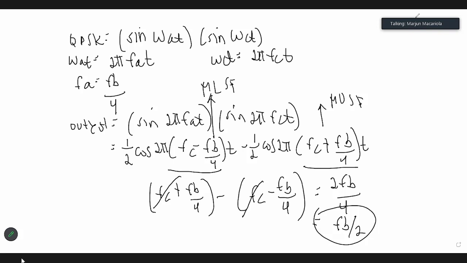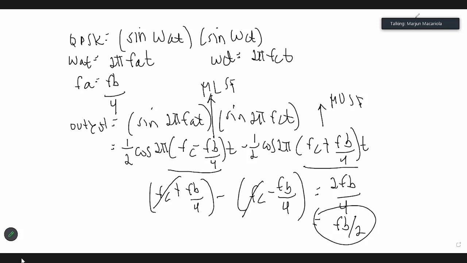Okay. Then the difference between the carrier frequency and the highest fundamental frequency represents the minimum lower side frequency. Okay?